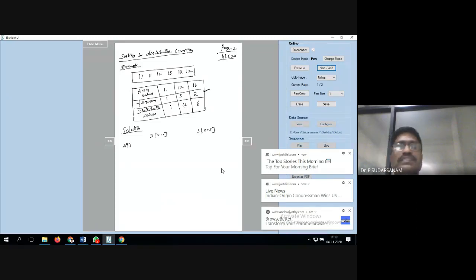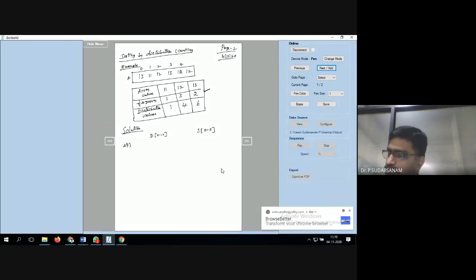So this is nothing but A 0, 1, 2, 3, 4, 5. A of 5 is equal to 12. A of 4 is equal to 12. A of 3 is equal to 13. A of 2 is equal to 12. A of 1 is equal to 11. A of 0 is equal to 13. That is what the given values have written. Now the distribution values, whatever you have written here, you have to write correspondingly.